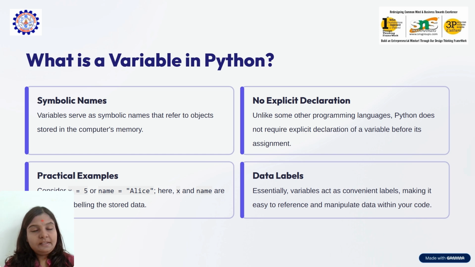What is a variable in Python? A variable serves as a symbolic name that refers to objects stored in the computer's memory. Unlike some other programming languages, Python does not require explicit declaration of a variable before its assignment. Consider x = 5 or name = "alias". Here, x and name are variables labeling the stored data. Essentially, variables act as convenient labels, making it easy to reference and manipulate data within your code.